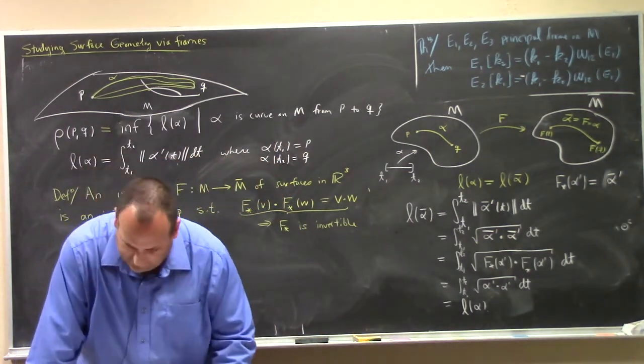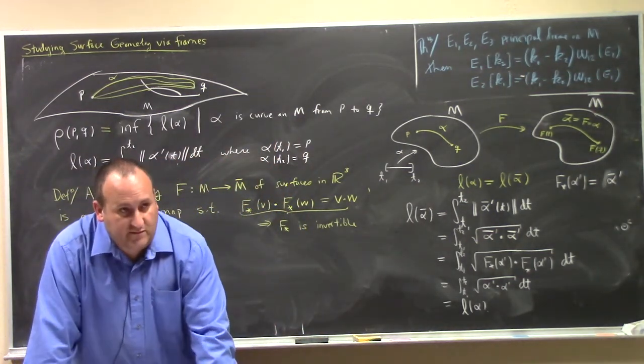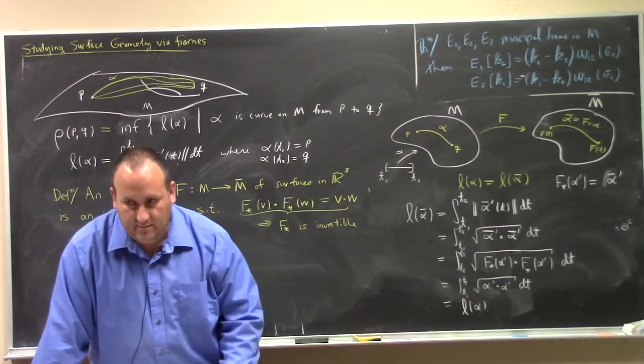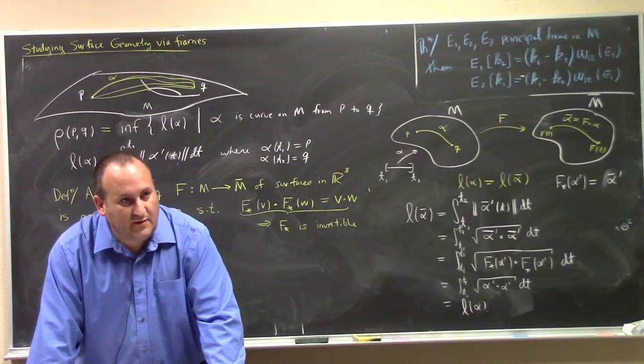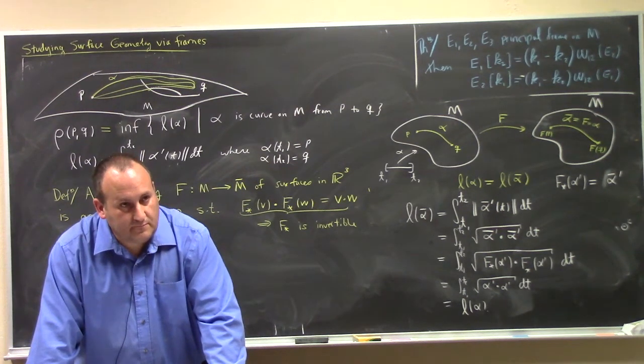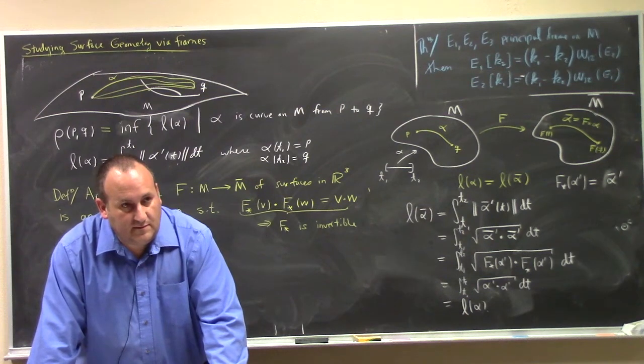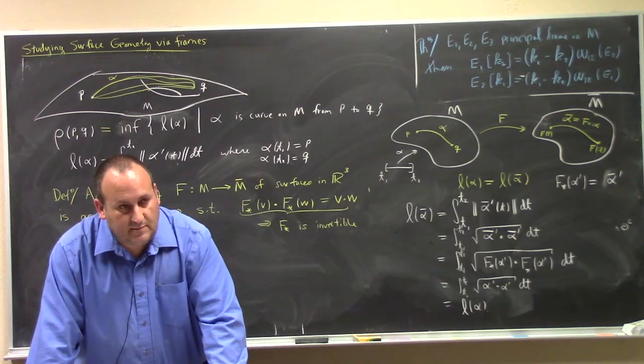And then, of course, this stuff passes through the whole infimum length construction, right? If it's true for a curve, it's going to be true for the infimum of all curves that connect two points. So isometries of surfaces maintain the distance between points on surfaces.